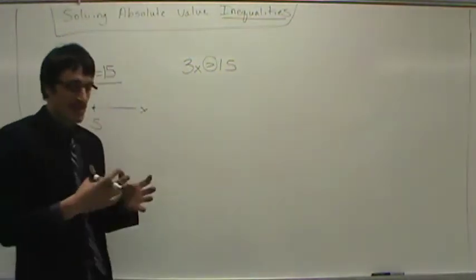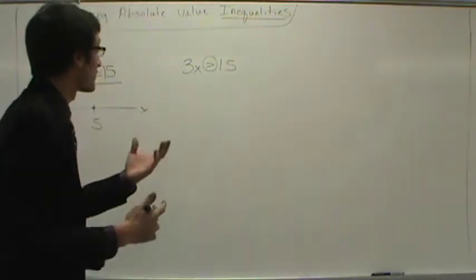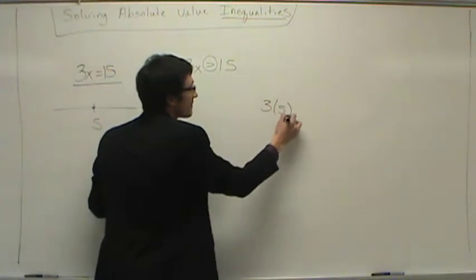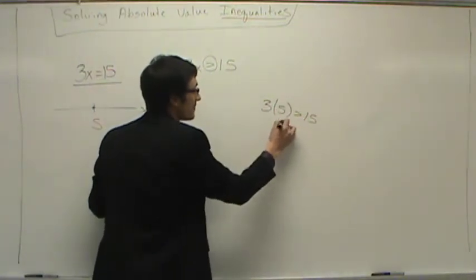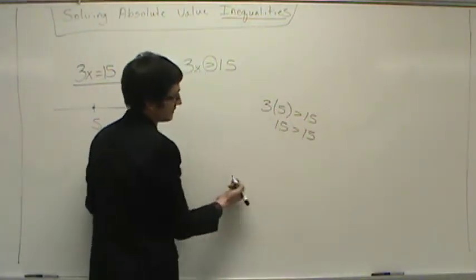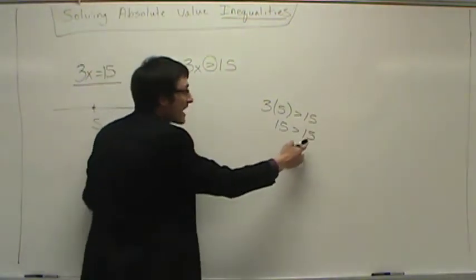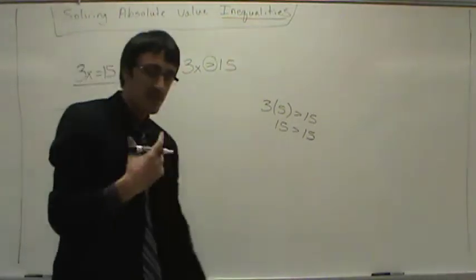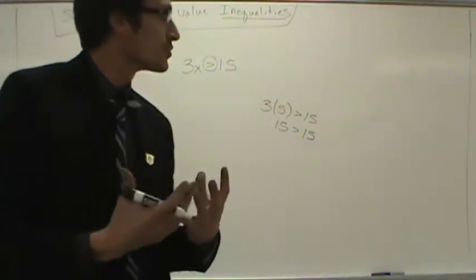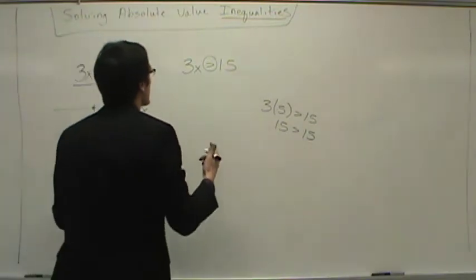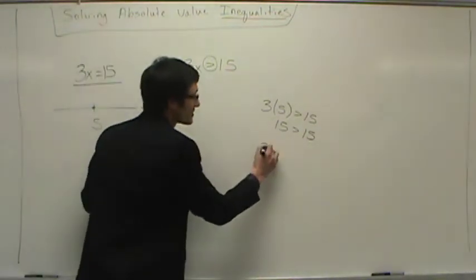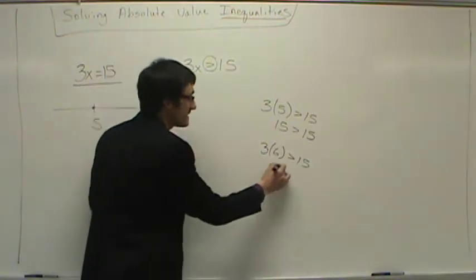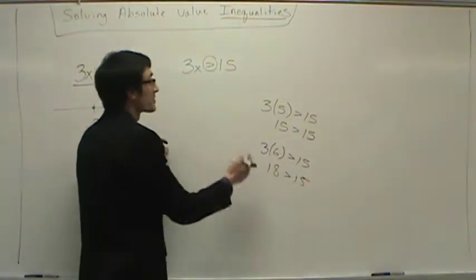Okay, so if you think, does 5 make it true? That's the first question. Well, 3 times 5 is greater than 15? Is 15 greater than 15? Well, hopefully you say 15 is not greater than 15, so we see that 5 does not make this true. But what values of x would make this true? Would 6 work? Is 3 times 6 greater than 15? Hopefully you say yes. 18 is greater than 15. So we see that 6 works.